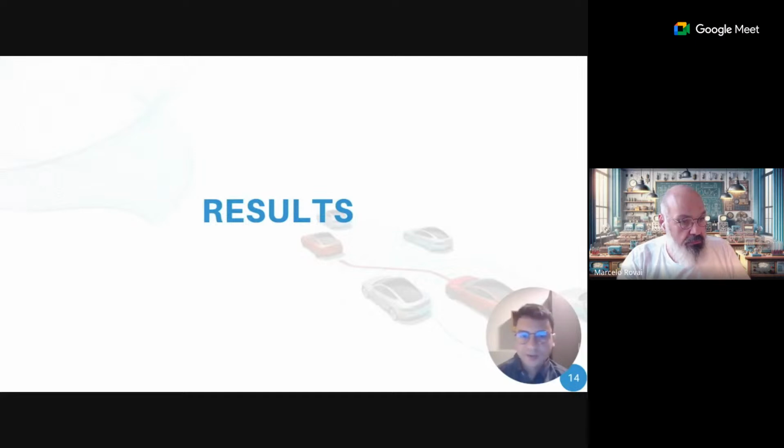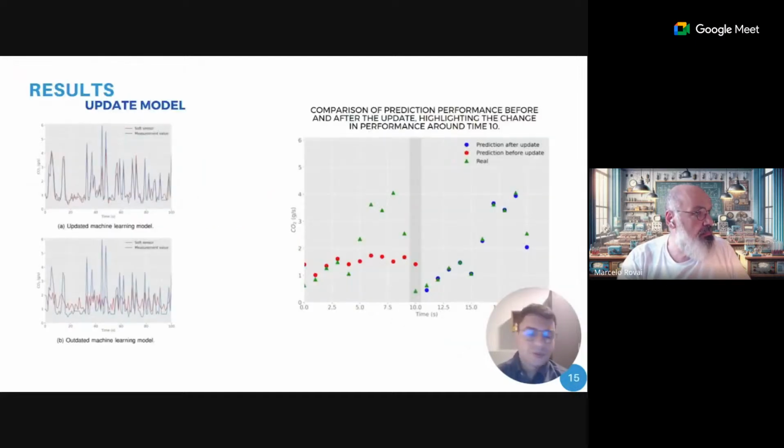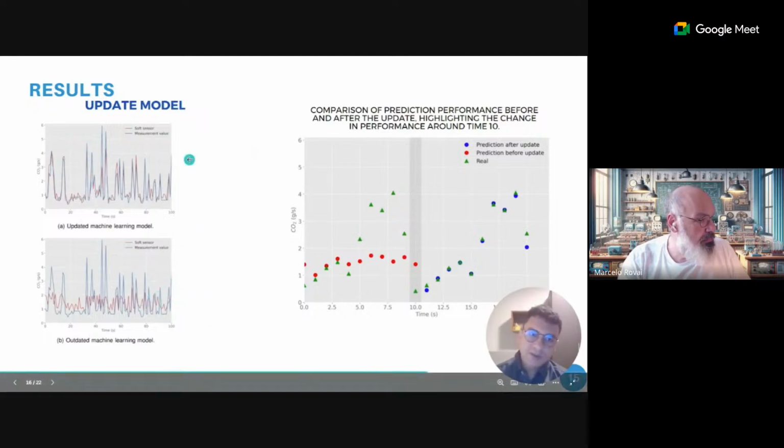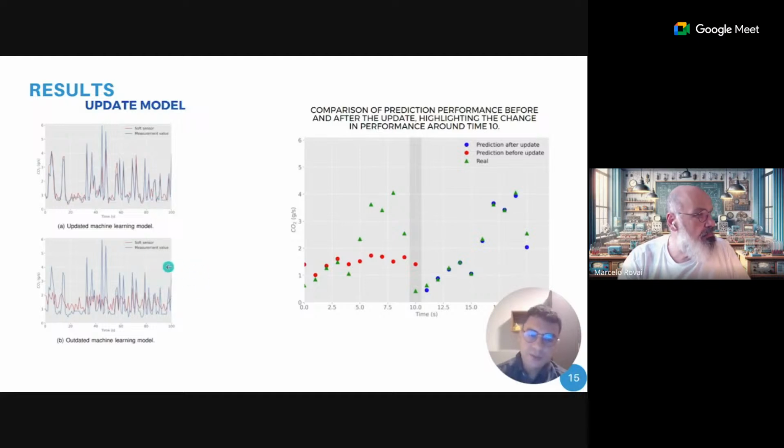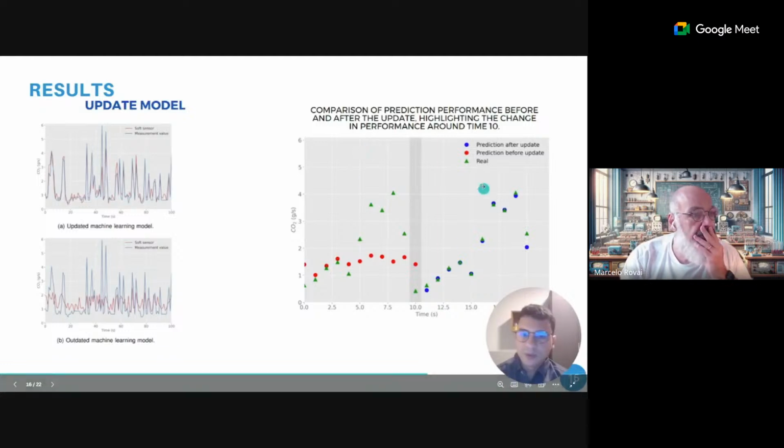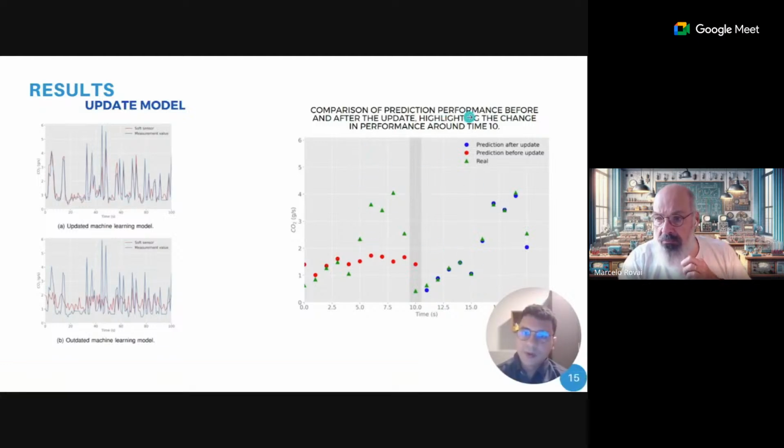Now I present some results. First, we created two models, one with high accuracy or precision, another with low accuracy. This is the new version model, and this is the old version model. So we have the update comparison, prediction performance before and after the update, highlighting the change in information over a time of 10 seconds. In this case, the precision is very low. After the update of the model, we have high accuracy in the precision of the model.